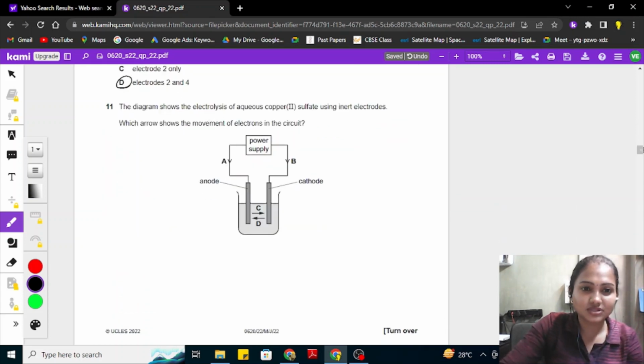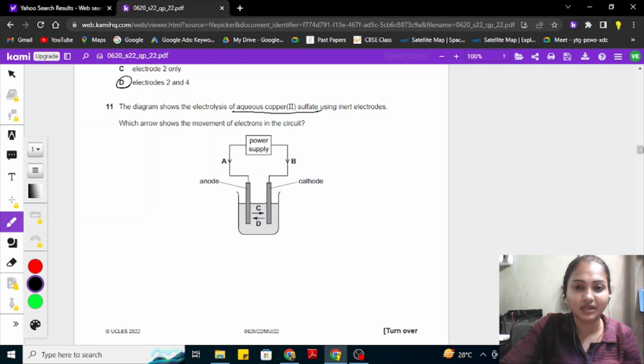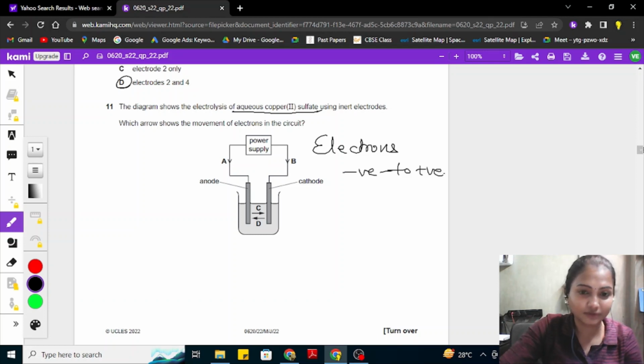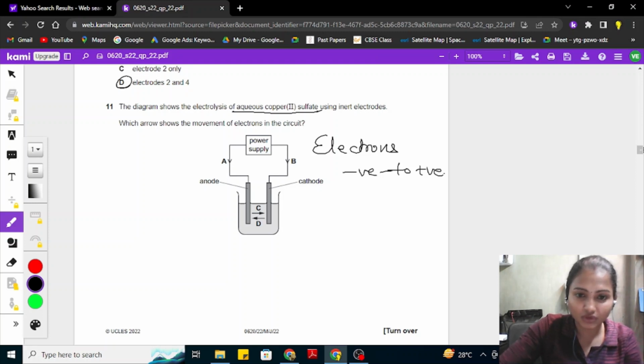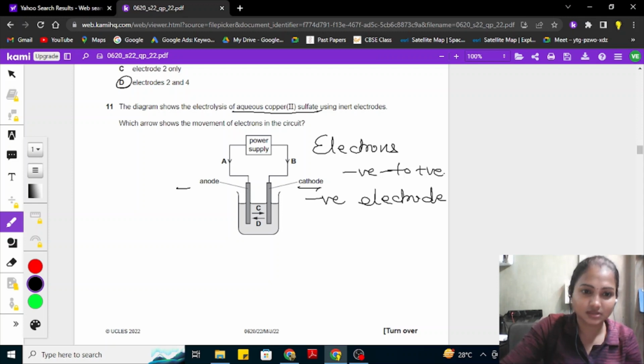The diagram shows the electrolysis, the 11th question, of aqueous copper sulfate using inert electrodes. Which arrow shows the movement of electrons in the circuit? The electrons always move from the negative terminal to the positive terminal. Always remember. So let's see how the electrons are going to move. The electrons are coming and entering the cathode. Cathode is a negative electrode and anode is a positive electrode.